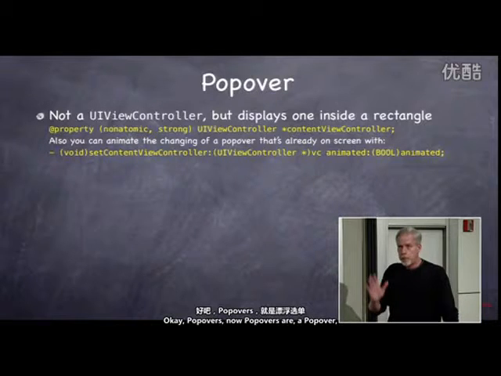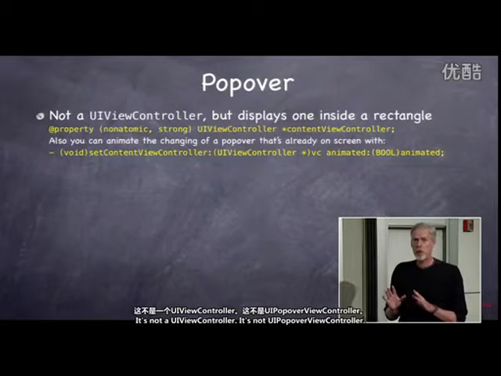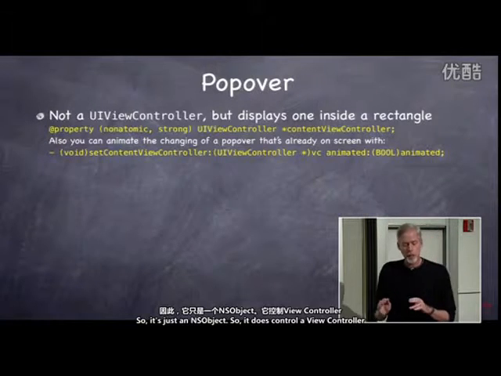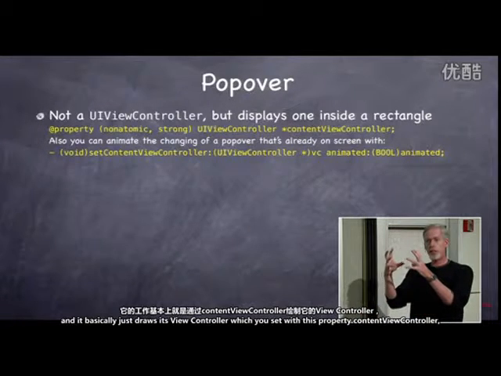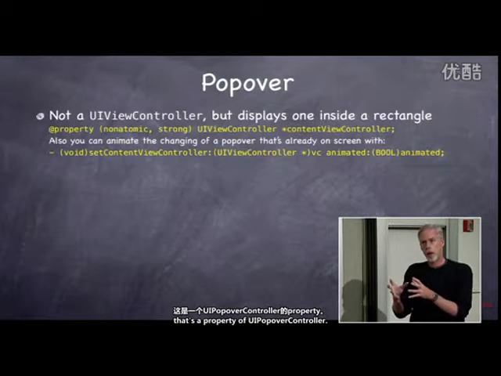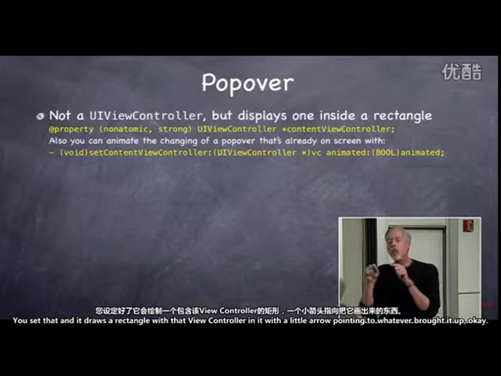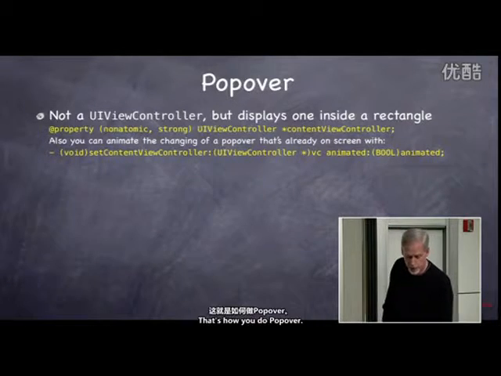All right, popovers. There's a UIPopoverController class in iOS. It's not a UIViewController. It's not UIPopoverViewController. It's UIPopoverController. Okay, so it's just an NSObject, but it does control a view controller, and it basically just draws its view controller, which you set with this property contentViewController. That's a property of UIPopoverController, and you set that, and it draws a rectangle with that view controller in it, with a little arrow pointing to whatever brought it up. Okay? It's super straightforward. That's how you do popover.